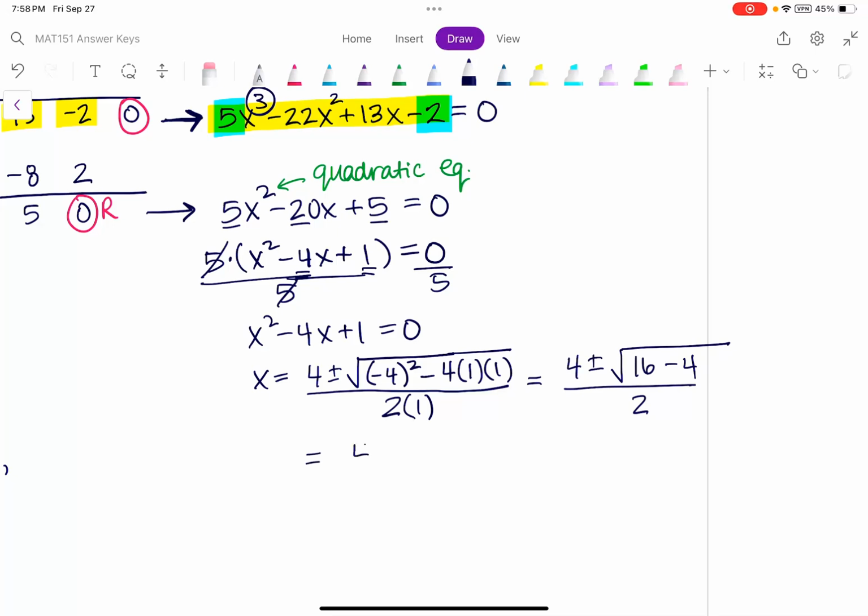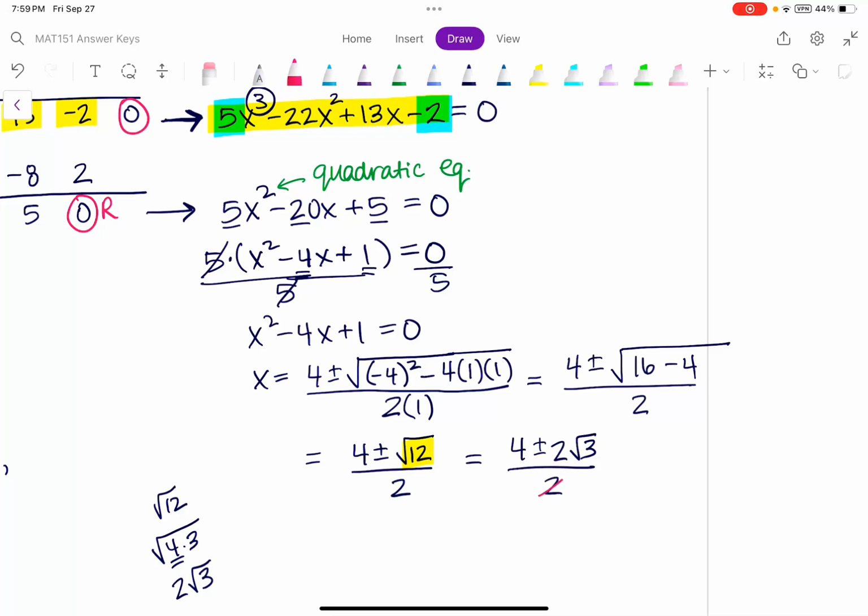So we're getting 4 plus or minus the square root of 12 divided by 2. And then we do want to go ahead and simplify. Remember, when we're simplifying our square roots, we're looking for a perfect square that divides evenly into 12. So we're thinking of that square root of 12 really as the square root of 4 times 3, because 4 is a perfect square, and the square root of 4 will be a 2. So the square root of 12 will simplify to 2 times the square root of 3.